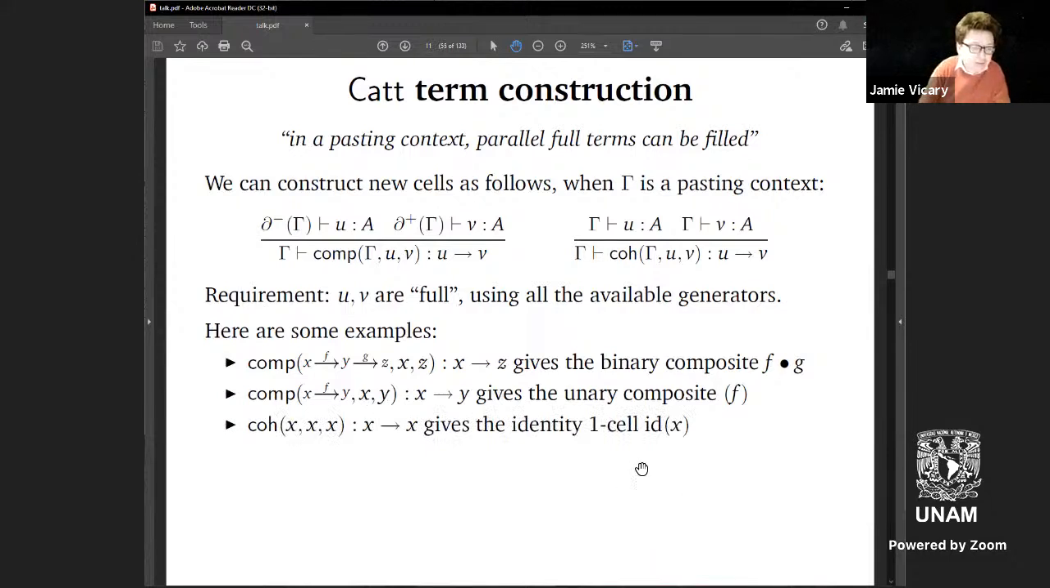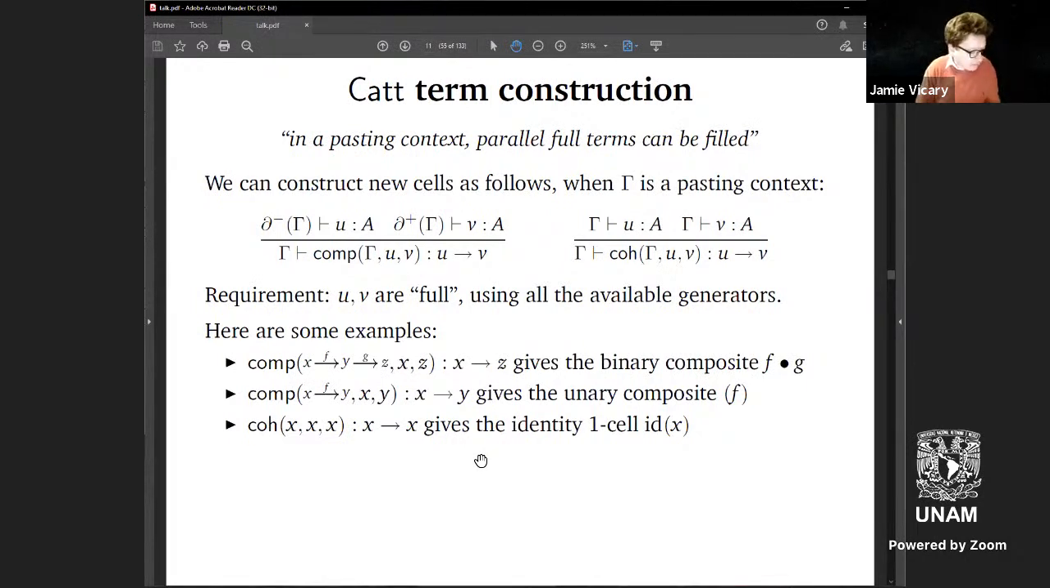What about an identity one cell? This is a coherence law, not a composite. We do it like this. In the free infinity category on an object x, we can find an object x, and we can also find an object x. So we satisfy this because we found something of some type and something else of the same type, namely just x is an object. So we've chosen u and v the same way. So we must get back a coherence law. In this case, x comma x comma x, and it's got type x to x, and we will interpret this as the identity one cell on x.